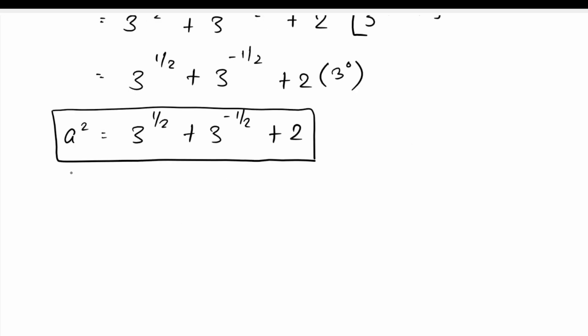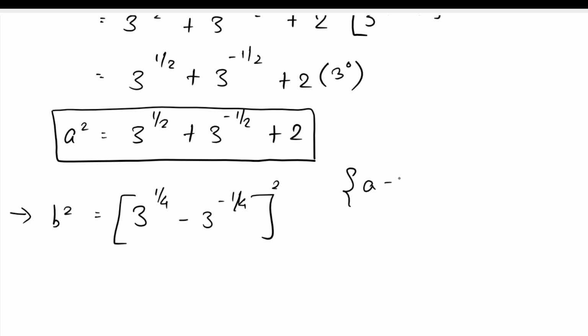Now let's find what b square is. b was given as 3 to the power 1 by 4 minus 3 to the power minus 1 by 4, the whole square. So this is b square. Applying the formula, (a minus b) the whole square is equal to a square plus b square minus 2ab.